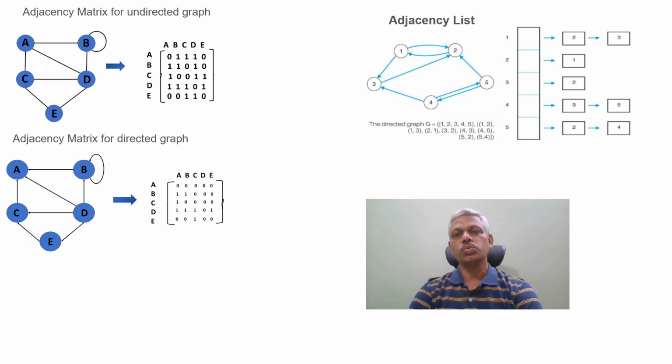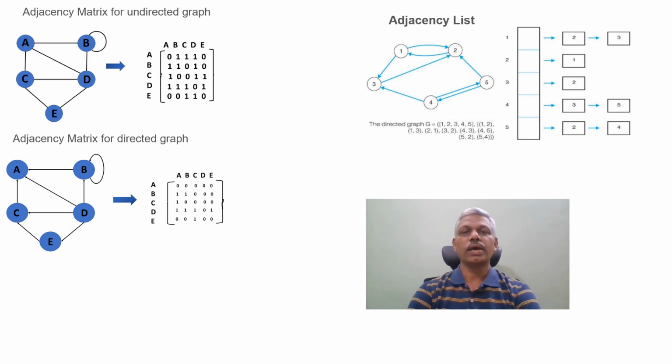Similarly, from 2 I can reach 1. Only one vertex I can reach. From 3 I can reach only 2. From 4 I can reach 3, 5. From 5 I can reach 2, 1. So this is how we can represent the graph in terms of a linked list of linked lists, or this can also be represented in the form of an array of linked lists.